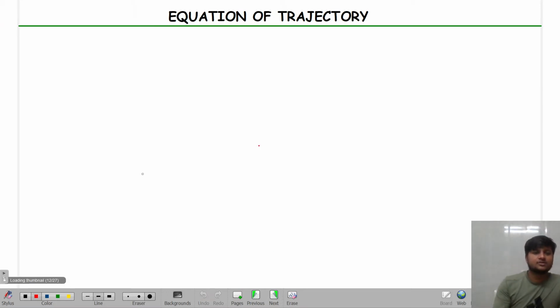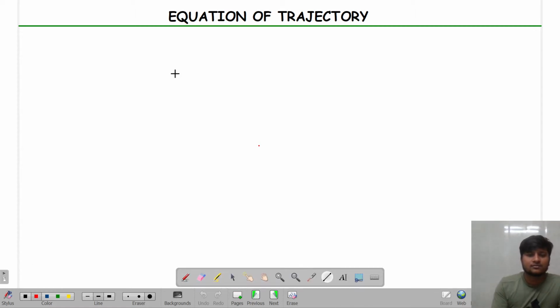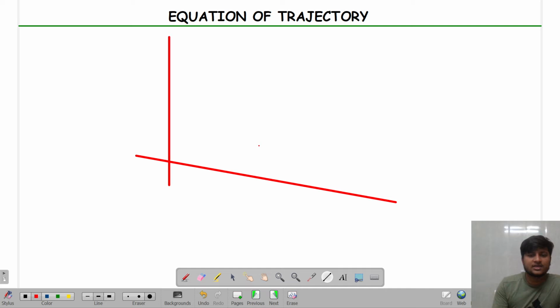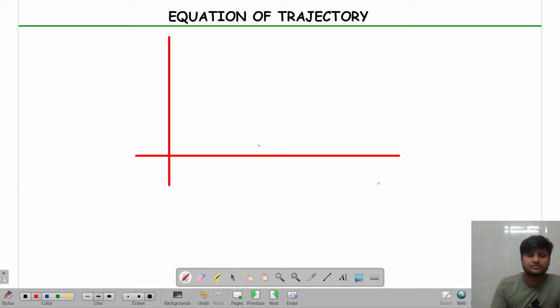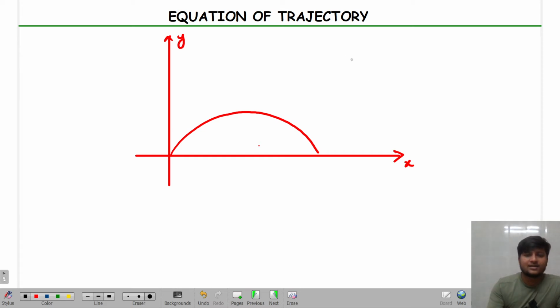But before that, we'll try to understand what the equation of trajectory for the projectile is. Whenever a particle is traveling in the xy plane, we know what a trajectory is. As I have told earlier also, trajectory is an equation involving Cartesian coordinates.